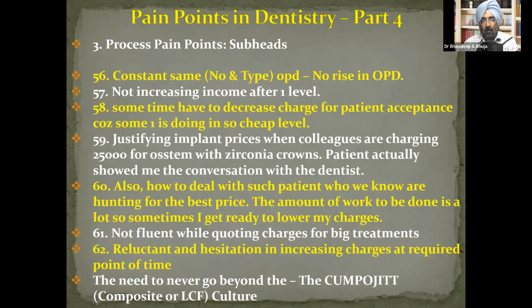So constant same number and type of OPD, no rise in OPD. The commonest line for this is, if you are stagnant in practice, that means you are actually going down. I would say if no rise in OPD, it will automatically mean a fall in income as well, or at least a fall in your take home as well. If you are doing same things, you can't expect different results. A simple answer for that is nothing changes if nothing changes. If you are doing the same things what you were doing 5 years back, why are you expecting different results?